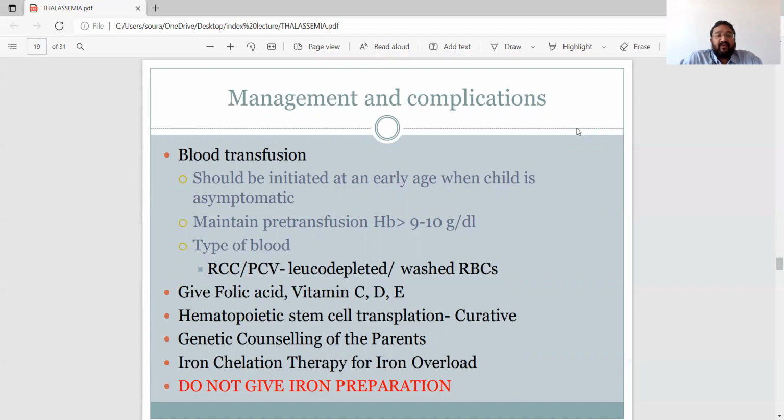that should be leukodepleted or washed RBCs, because leukodepletion and washed RBCs minimize the chances of reactogenicity in the recipient patient.